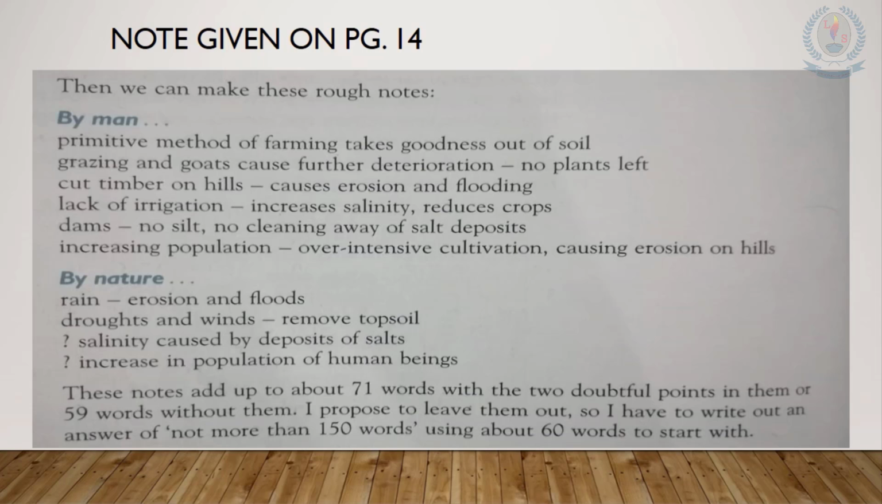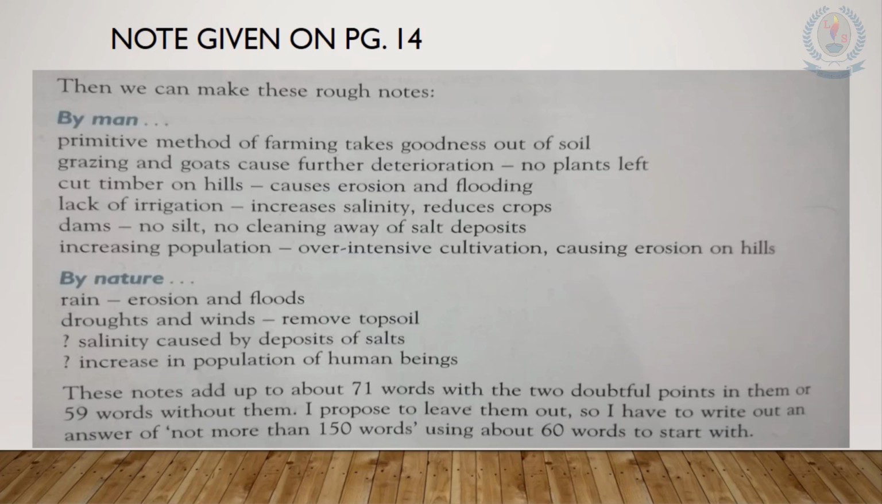Let's look at causes by man. Primitive method of farming takes goodness out of the soil. Grazing and goats cause further deterioration. No plants left. Cut timber on hills causes erosion and flooding. Lack of irrigation increases salinity and reduces crops. Dams, no silt, no cleaning away of salt deposits. Increasing population, over-intensive cultivation causing erosion on hills.